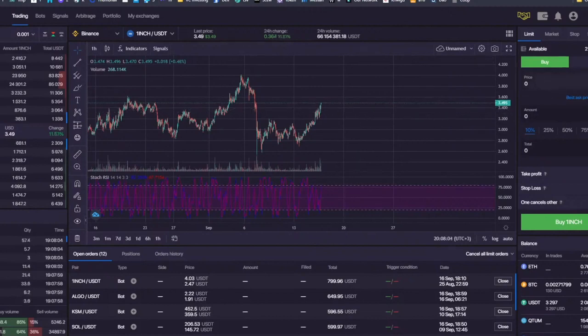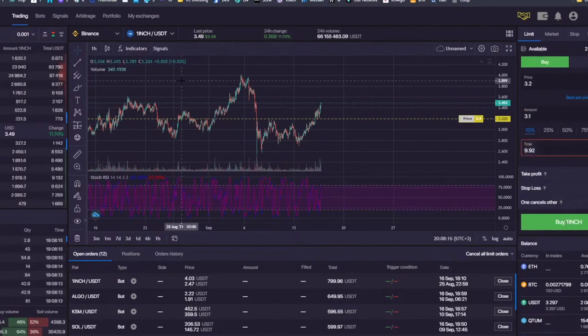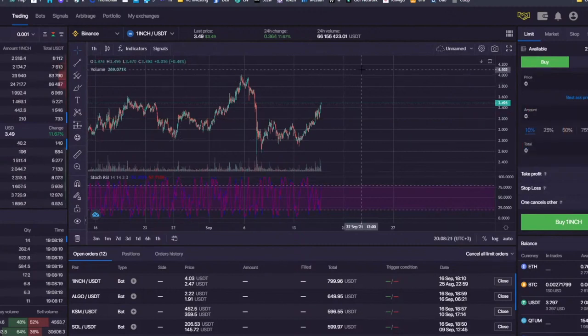So here is how I would do this. For example, 3.2, that's the price. Let's say I would want to spend $10, and this would be my limit buy order. Okay, let's set 11, whatever.